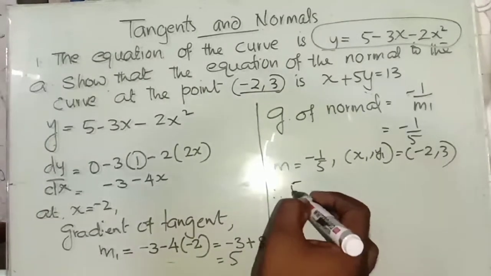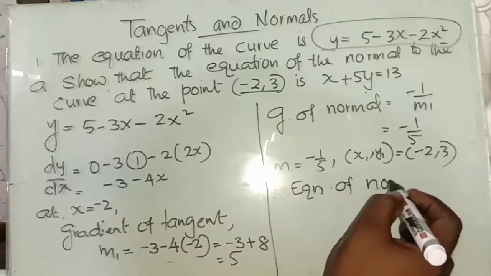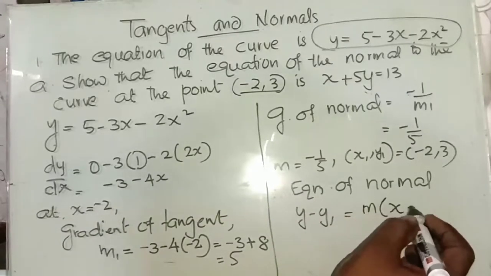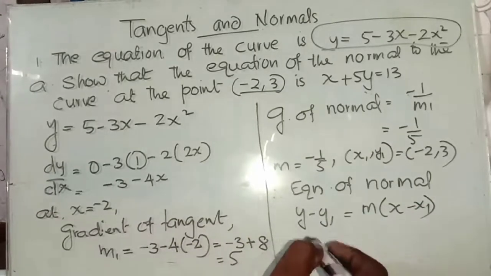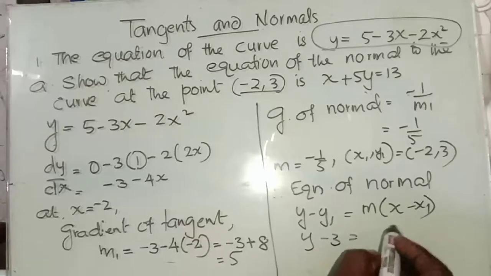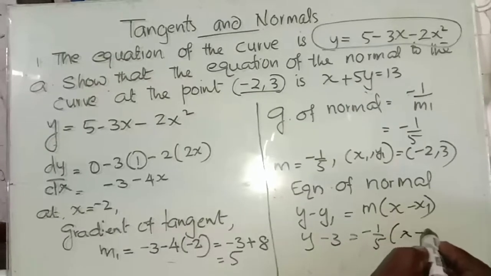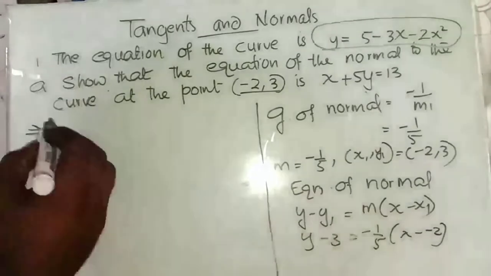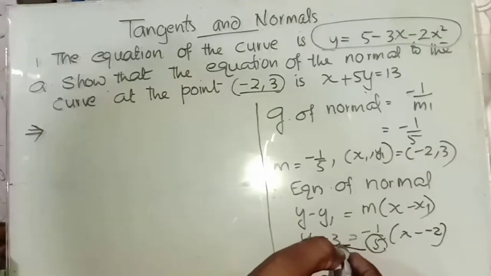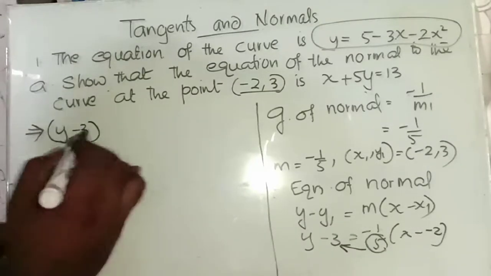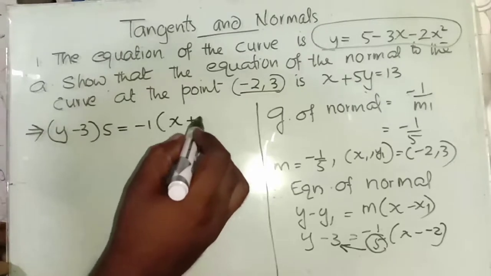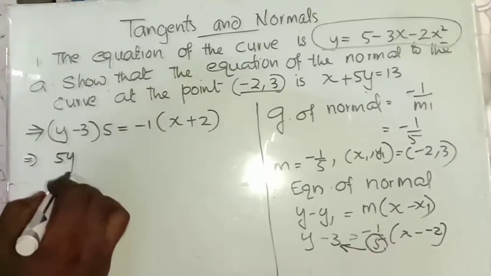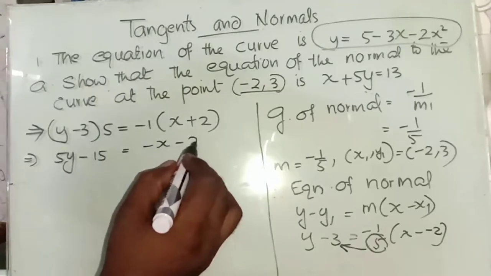Therefore, the equation of normal is y minus y1 is equal to m of x minus x1. So when we replace it, we get y minus 3 is equal to minus 1 by 5 of x minus minus 2, which implies, when we cross multiply this 5 to the left hand side, we get (y minus 3) multiplied by 5 is equal to minus 1 of (x plus 2). Minus into minus is plus. That implies 5y minus 15 is equal to minus x minus 2.